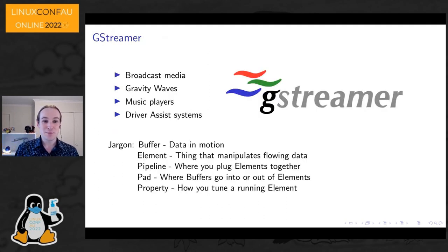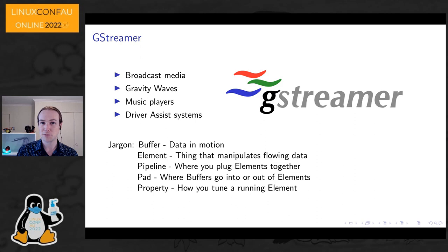GStreamer is a pipeline framework designed for broadcast media. It has very strict timing and every media converter you could think of. GStreamer's timing is so strict that it's been picked up for gravity wave observatories. If you want to build new multimedia applications and you want all of the codecs and drivers and a proven pipeline architecture, use GStreamer.